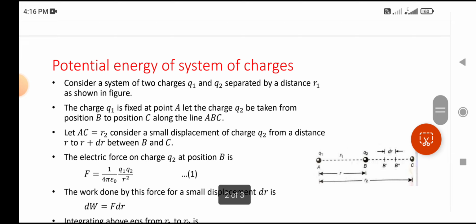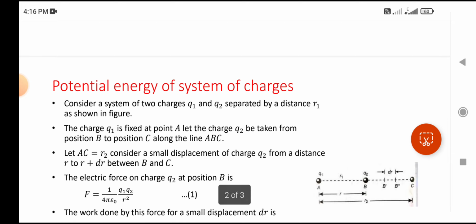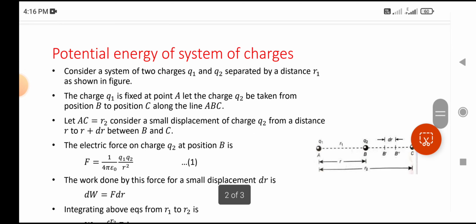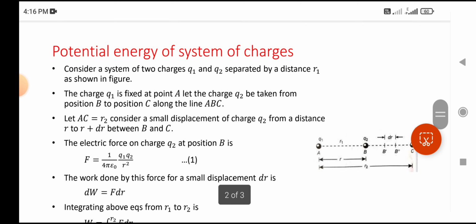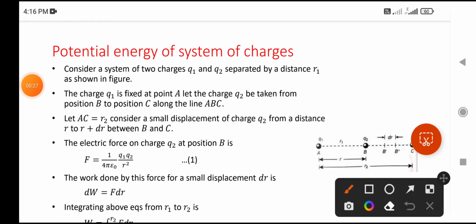So now the topic is potential energy of the system of charges. Here, system of charges means more than two charges present. Anything more than two bodies is called a system. That is why, instead of potential energy of charges, the heading is written as potential energy of system of charges. Okay friends, system means two or more bodies or charges.